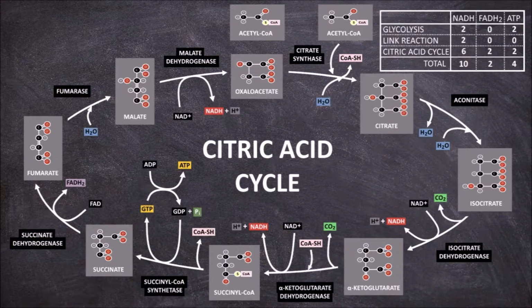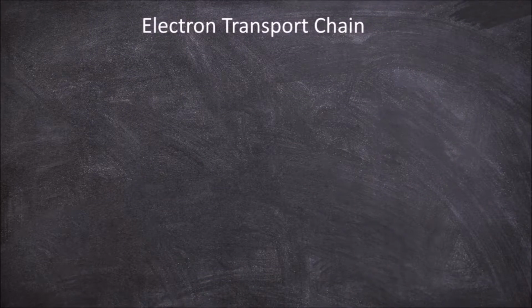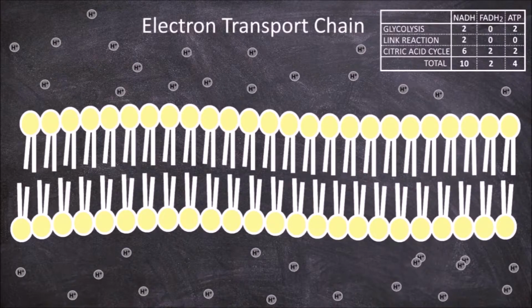The next step in aerobic respiration is the electron transport chain. At the end of the combined steps of glycolysis, the link reaction, and the citric acid cycle, we were left with 10 NADH and 2 FADH2s. During the electron transport chain, these NADHs and FADH2s are used to create a hydrogen concentration gradient between the mitochondria matrix and the intermembrane space.